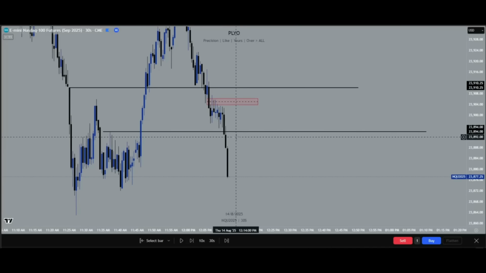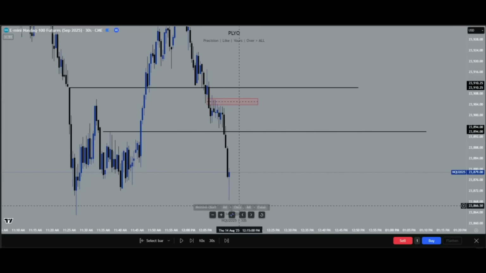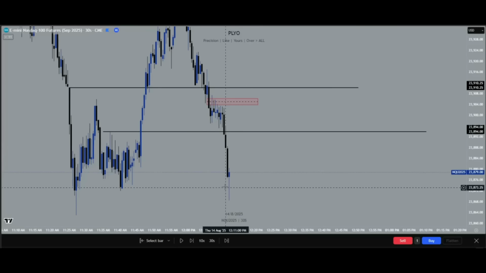Let's see. Okay, look what happens. We dump straight through the TNS entry, not a single inverse. What does that tell you? It tells you, okay, I don't want to get in yet. This lower entry could still work. And it does end up working, but we don't get that inverse right off the entry. I'm going to sit and wait.